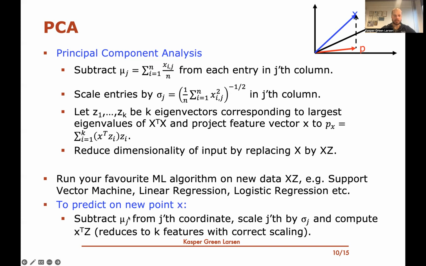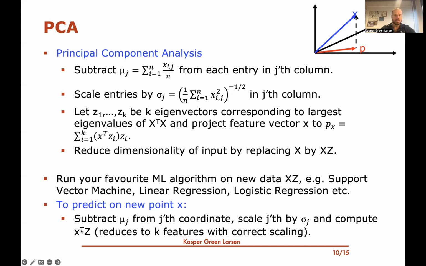So basically, we first subtract off the mu j from the jth coordinate. So we have to store these mu j's. And then we have to scale the jth coordinate by the sigma j. So we also have to store those. And then we have to project x onto this subspace as well, right? So it also becomes k-dimensional. So you can actually use it together with whatever model you trained.